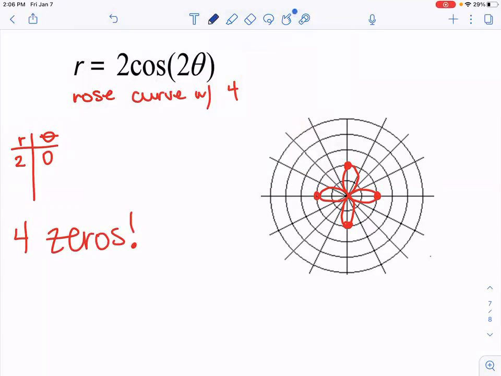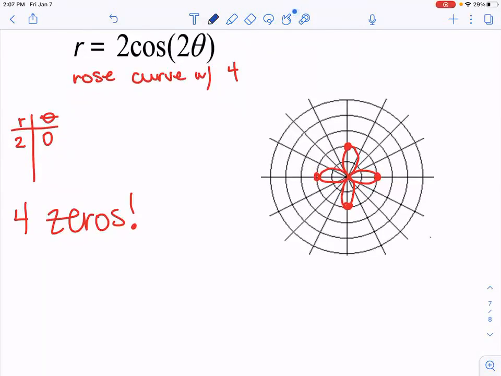So we're going to find all 4 of these zeros. All right, so we are going to set R equal to 0.